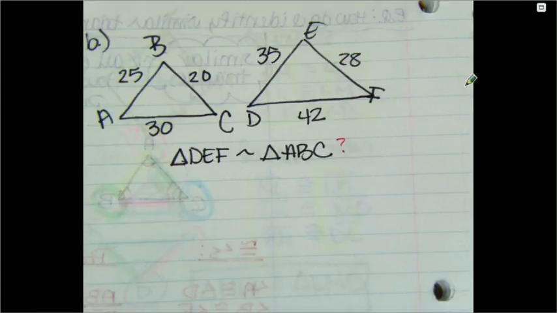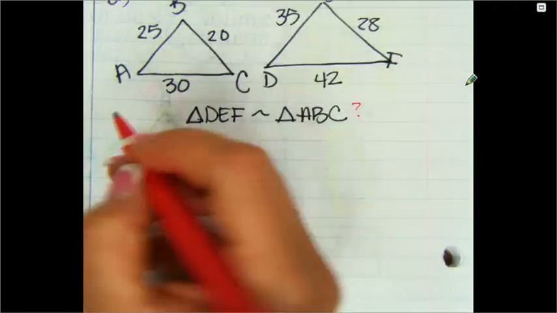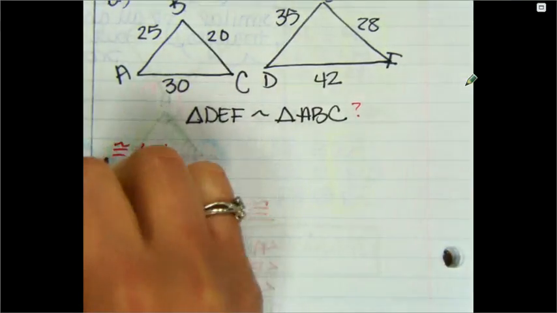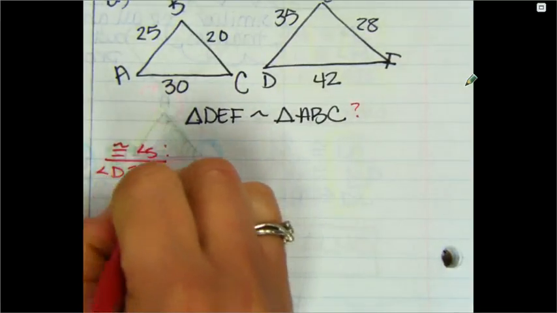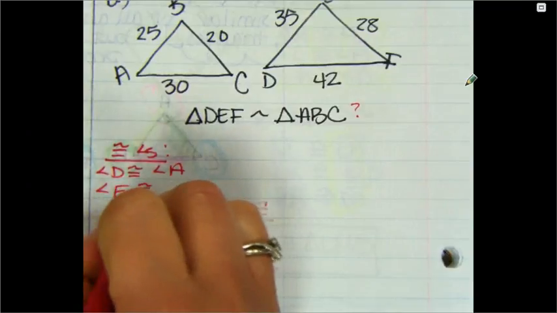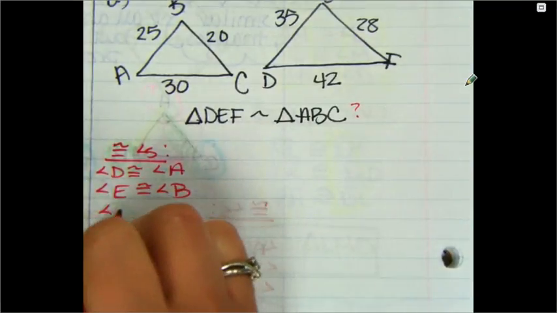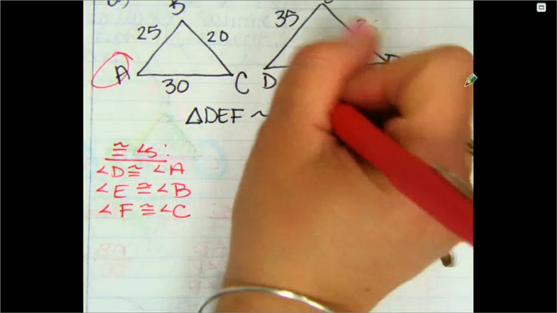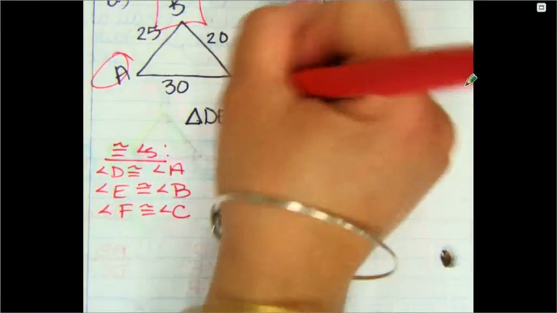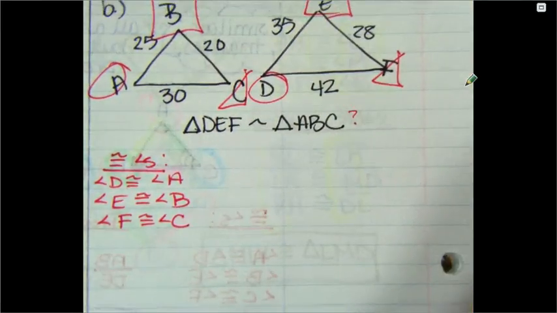Angle D is congruent to angle A. It has to be angle D is congruent to angle A. I'll say, congruent angles are what? Angle D is congruent to angle A. Angle E is congruent to angle B. Angle F is congruent to angle C. Good. So these are together, and these are together, and these together. That's fine. All right, we good?